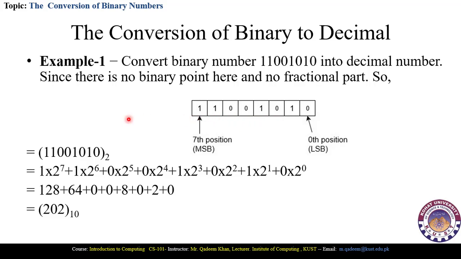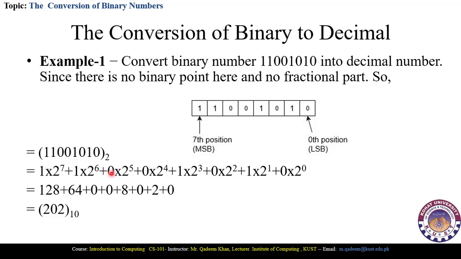Now how will we convert that binary number to the decimal number system? First you need to write the full binary number with the base 2, and you need to write it in the small brackets with the base 2. Then, as you can see here, the most significant bit is at position 7. So 1 multiplied with 2 raised to the power 7. Then this 1 multiplied with 2 raised to the power 6.